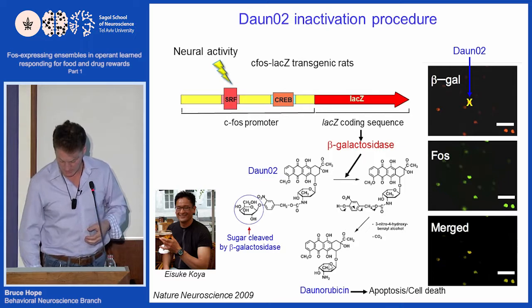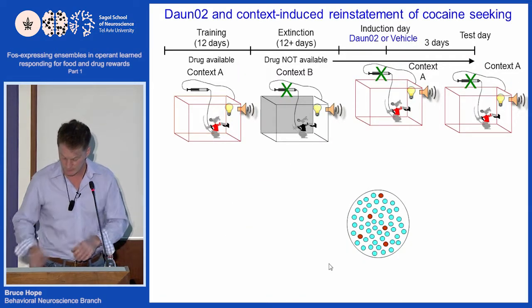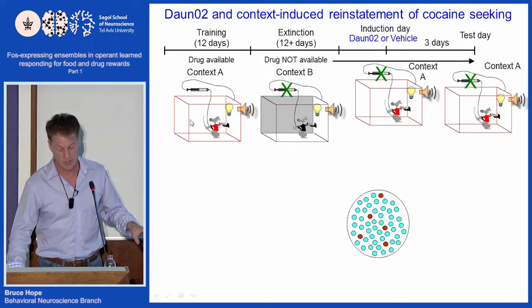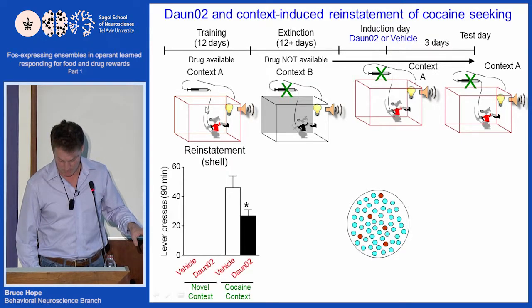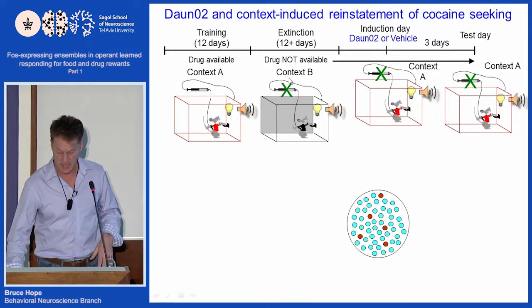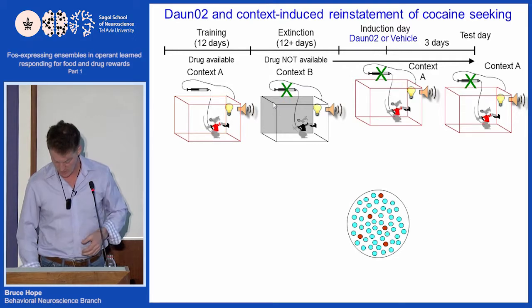So that's the plan. Now let's get back to that context-induced reinstatement. Now, in these transgenic animals, we have context A. They're trained to press the lever for cocaine. And then their behavior is extinguished in that separate environment, context B.